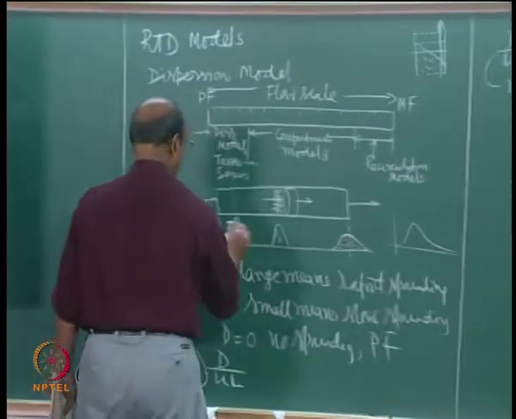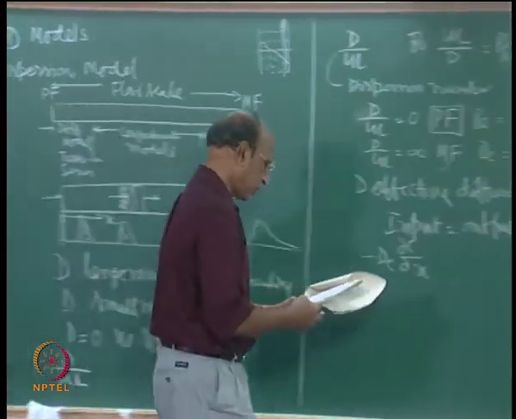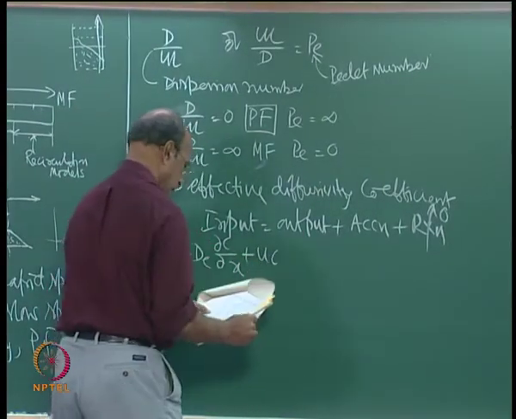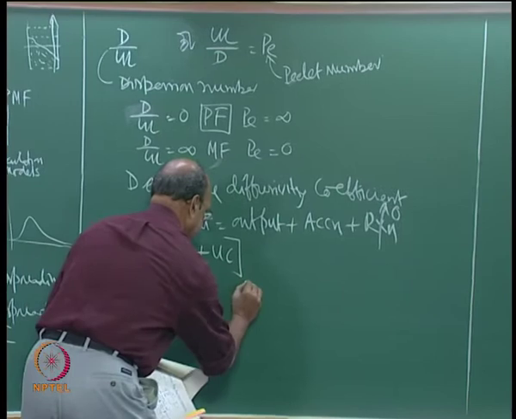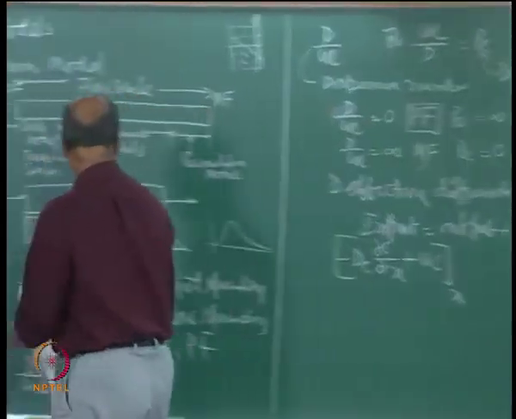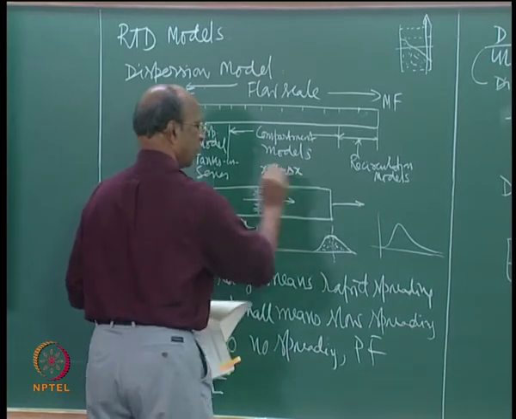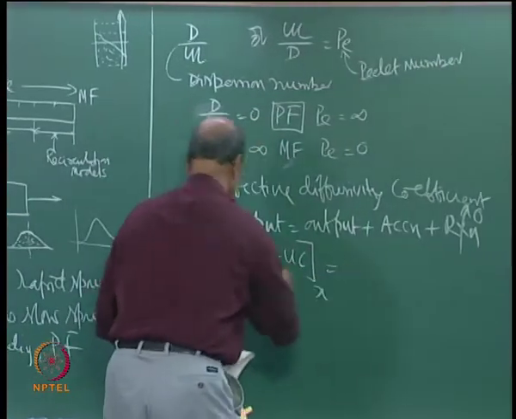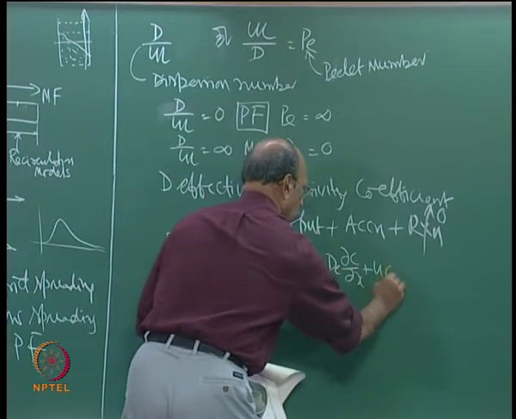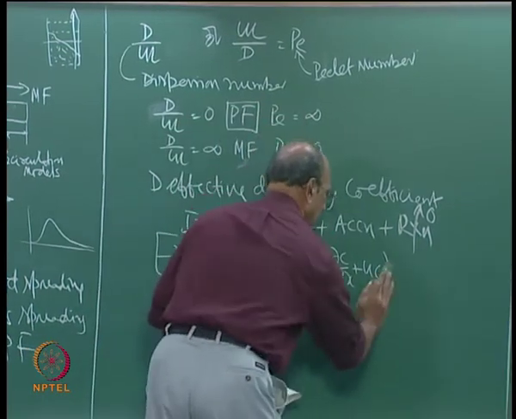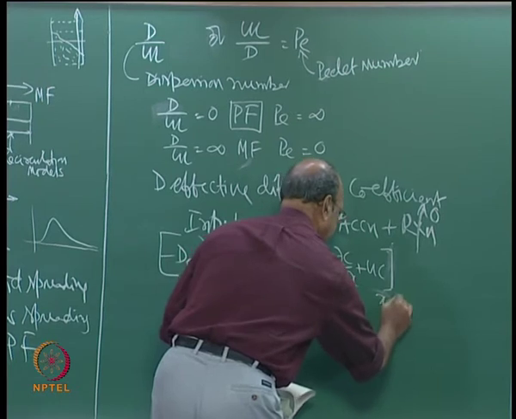if I take this as the X direction, plus U C at X, this is X and this is X plus delta X. Okay, I will explain this one later. And the same terms, D_E dC/dx plus U C, in square brackets, at X plus delta X.